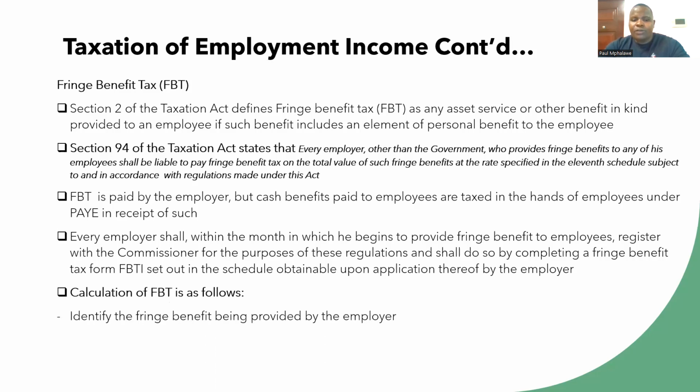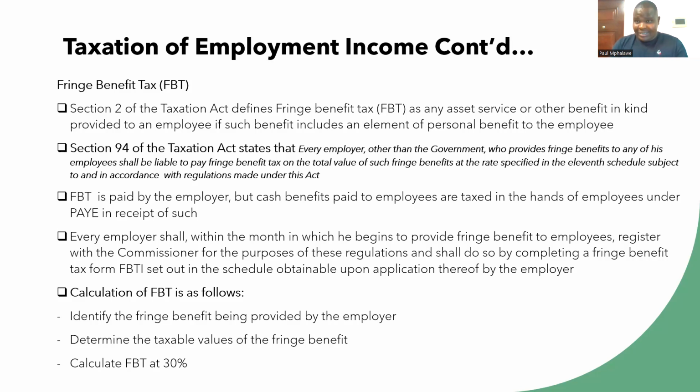So the calculation of the FBT is as follows. Number one, you need to identify the fringe benefit being provided by the employer. Number two, you need to determine the taxable values of the fringe benefit. Number three, you take the taxable values and you apply 30%. So the skill comes in determining the taxable values of the FBT. That's what we are trying to teach you how to do. Very, very simple. You just have to follow the law. Okay.